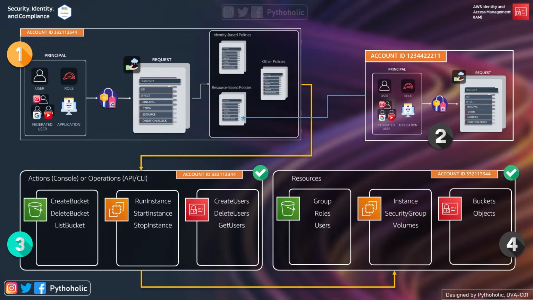And when the principal makes the request, and upon authentication and authorization, it is allowed to perform operations via actions from the console, or operations like using API calls or CLI commands. Similarly, like creating an S3 bucket, starting an instance, or stopping or terminating it. This is only possible when you have sufficient authentication and authorization.